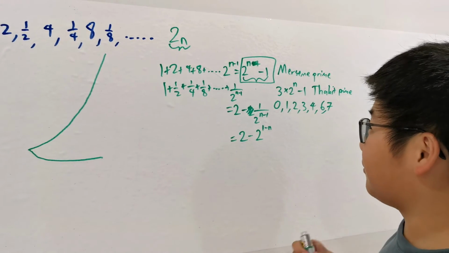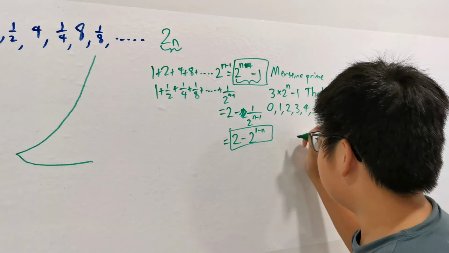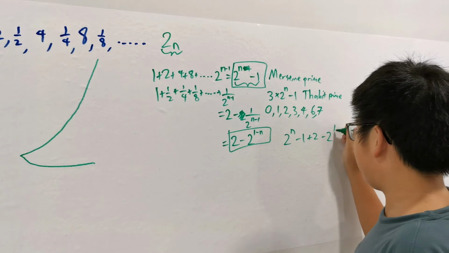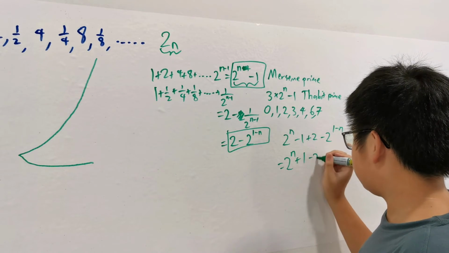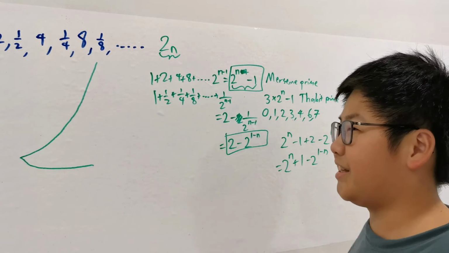Now, what is the sum of the first 2n terms? Well, you sum this number and this number to get 2 to the power of n minus 1 plus 2 minus 2 to the power of 1 minus n, which equals 2 to the power of n plus 1 minus 2 to the power of 1 minus n. So yeah, that's a very interesting sequence.